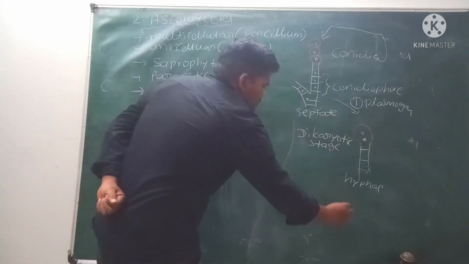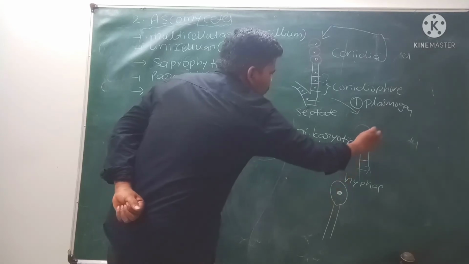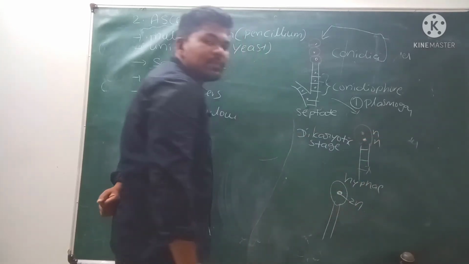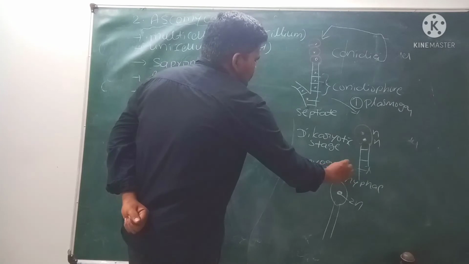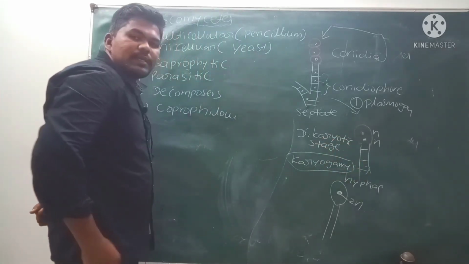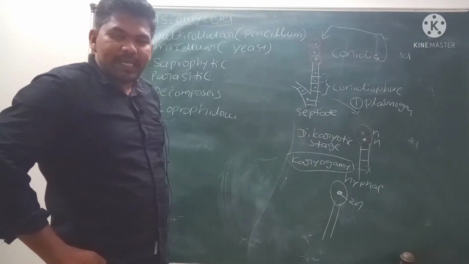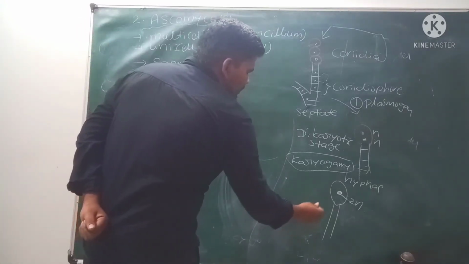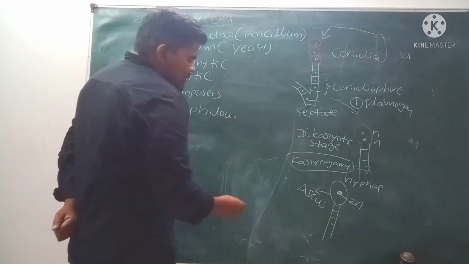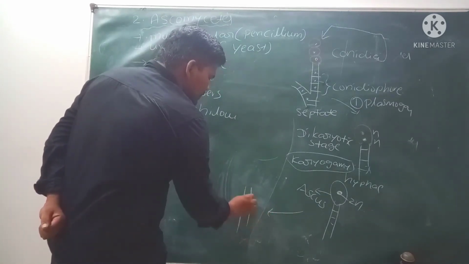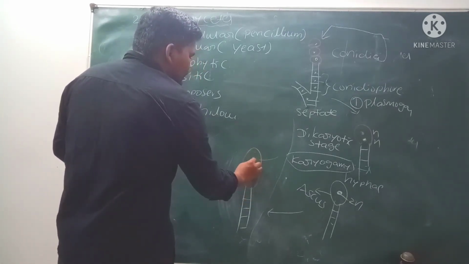Then after the dikaryotic stage, we can see fusion of both nuclei. Both haploid nuclei fuse together and form the diploid nucleus. This is called karyogamy. Then after karyogamy, the diploid nucleus within the ascus, the sac-like structure, divides by meiosis and forms haploid nuclei.